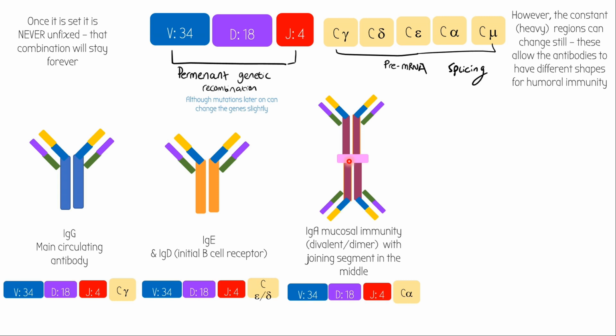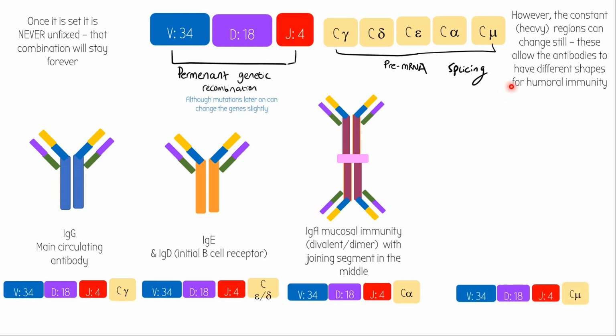So the mucosal surfaces are, for example, called the MALT, the mucosal associated lymphoid, or the GALT, the gut associated lymphoid. So these guys are secreted at the mucosal surfaces. However, note again, the variable region is the same for all of them. So all of these will be able to bind to exactly the same antigen. However, the way they're secreted is essentially different. The shape is different, but the shape of the variable region is the same.